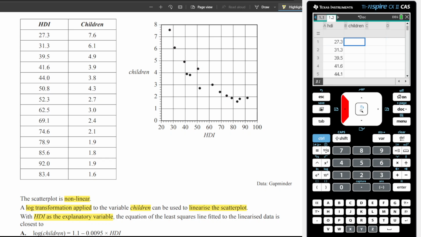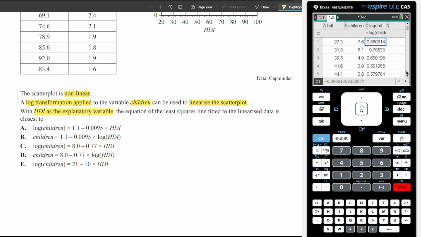And then for children, we've got 7.6, 6.1, 4.9, 3.9, 3.8, 4.3, 2.7, 3.0, 2.4, 2.1, 0.9, 1.8, 1.9, and 1.6. So we've got all our data, and they've told us that they're taking a log of the children. So let's call this column log children, and it is equal to the log base 10 of children. Press enter, and we have all of our data.